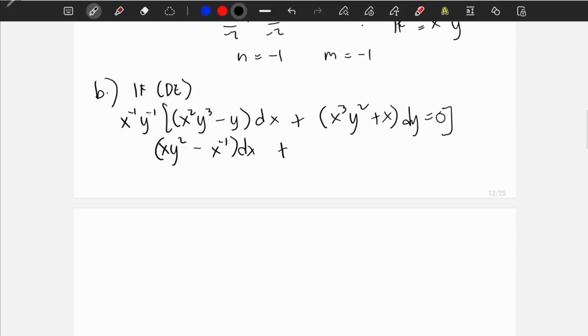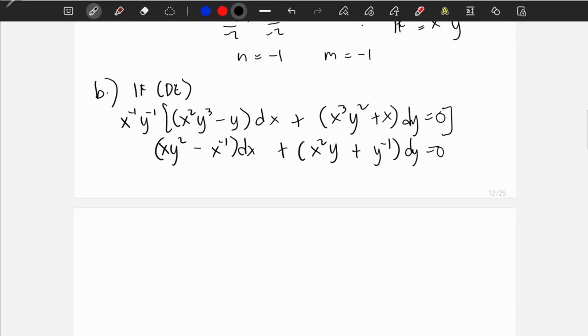X to the negative 1, y to the negative 1 times x cubed y squared is x squared y. And if we multiply x to the negative 1, y to the negative 1 times x, the result is y to the negative 1 dy equal to 0. Because x to the negative 1 times x is x to the 0. X to the 0 is 1. 1 times y to the negative 1 is y to the negative 1.